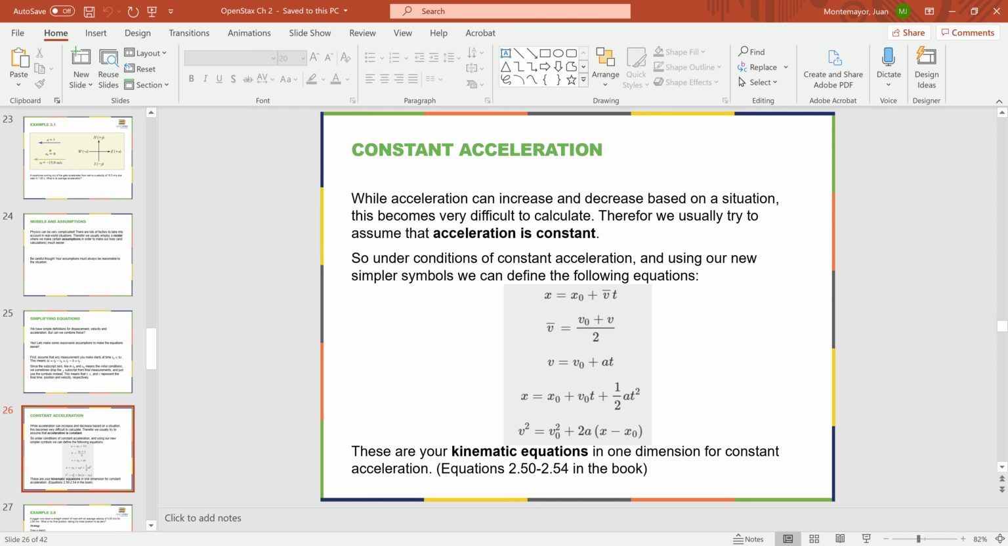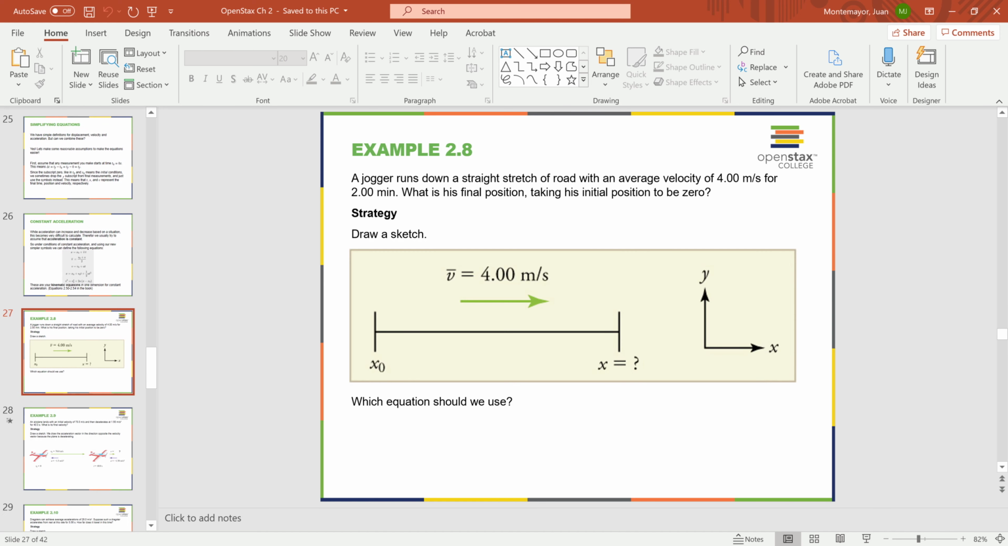So get familiar with these 5 equations. Make sure you know how to use them and what situations to use them, and just try to practice them as much as you can.